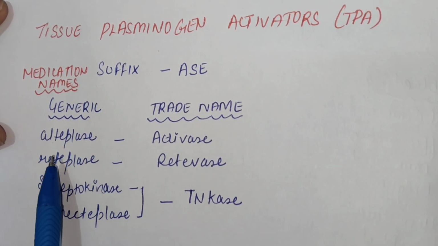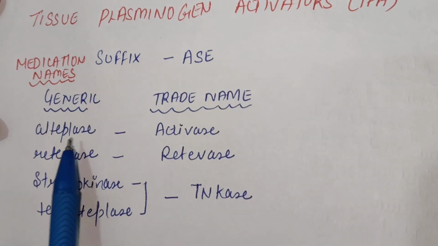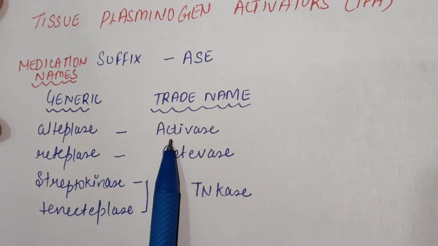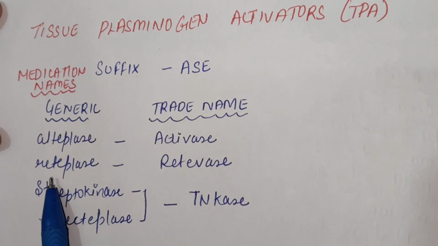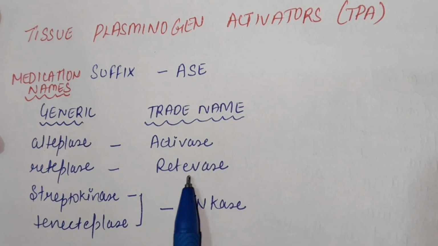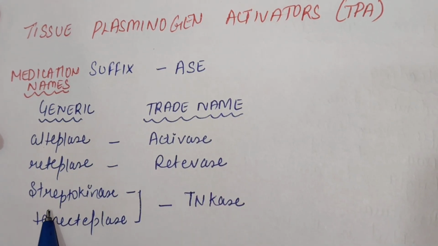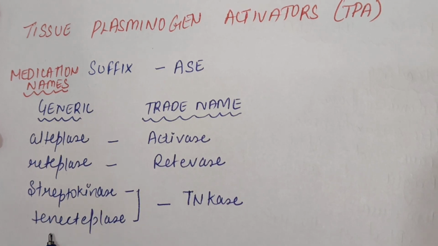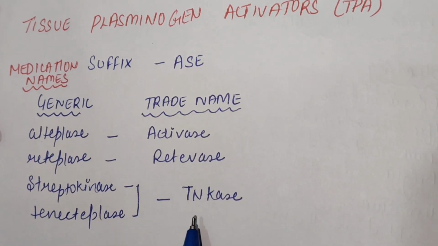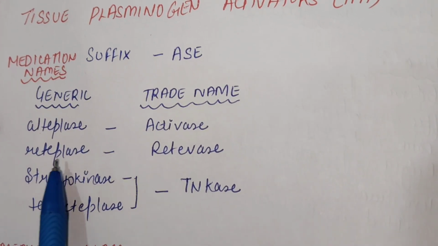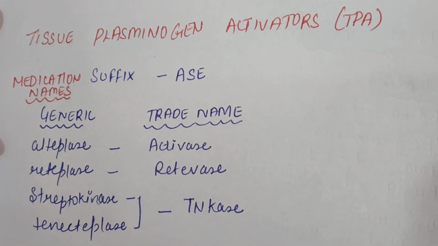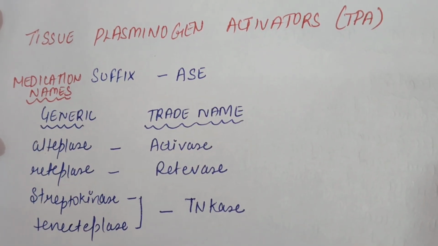First, alteplase is also called Activase, or reteplase is also called Retavase. Then there is streptokinase, and tenecteplase is also called TNKase. Okay, so these are the medication names used as a TPA.